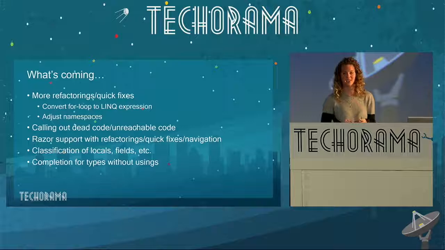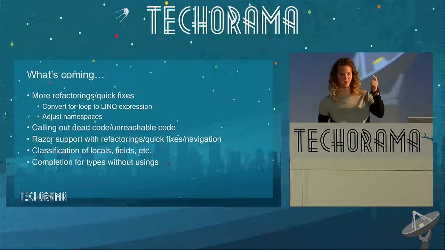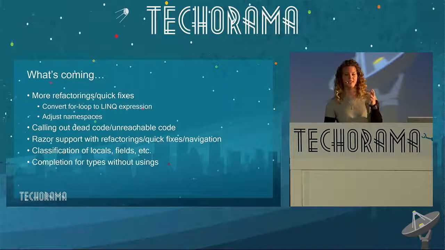The other one is adjust namespaces. Something that I didn't show was actually sync file and type name. So now if your type and your file name are out of sync, we have a refactoring to make them match. And people want the same thing for namespaces and folders. So that's our next extension of that.